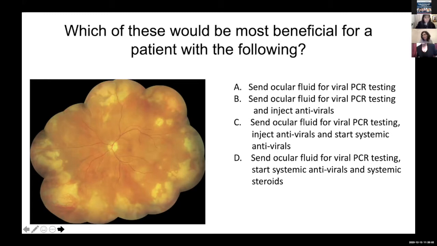So this question can be a little bit tricky, and I put it in even knowing that there may be a little bit of disagreement or different thoughts on the answer. The answer that I personally was thinking was C, although I think some people would perhaps choose D. But I had put down send ocular fluid for viral PCR testing, inject antivirals, and start systemic antivirals. So let's talk a little bit about that.